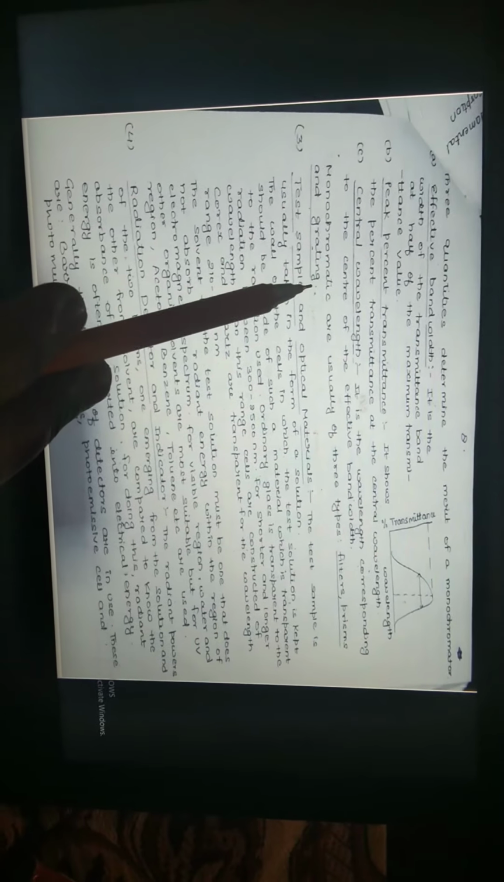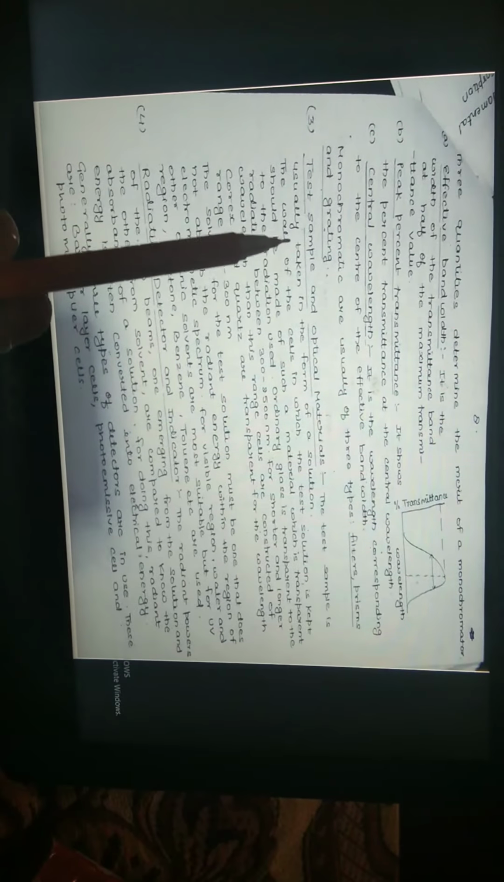Peak percentage is the percent transmittance at the central wavelength, that is the peak percentage value of the transmittance. And central wavelength is the wavelength corresponding to the center of the effective bandwidth. So these are the points that help in the determination of the merit of the monochromator. And as I have discussed, the monochromator can be a filter, prism or grating. This grating, you are all familiar with from the laser grating experiment that we used to do.